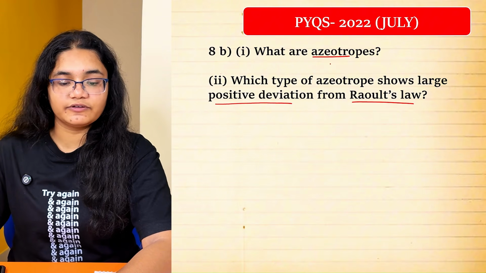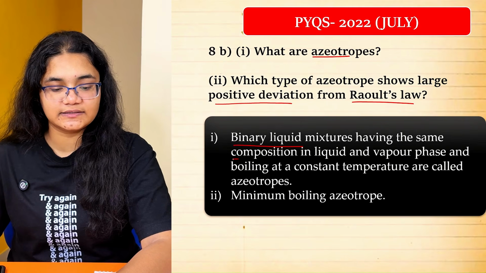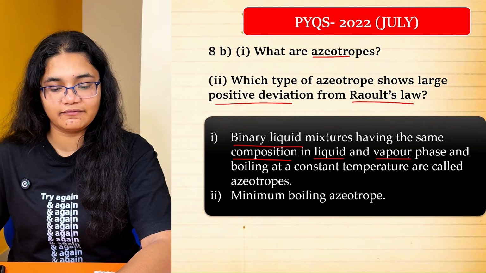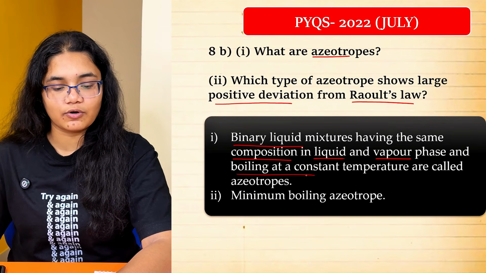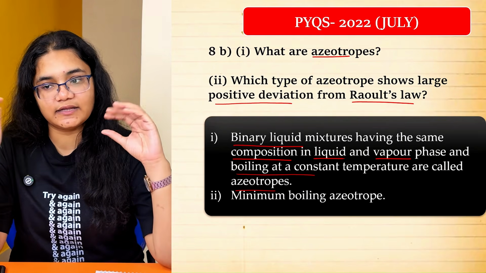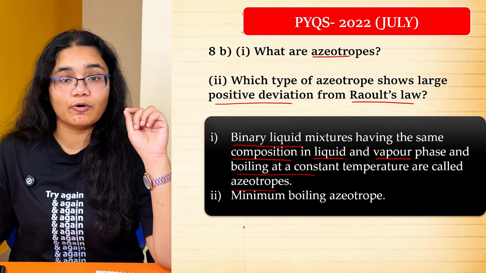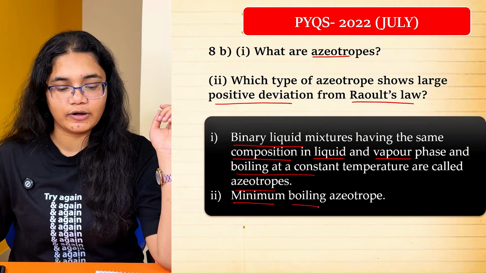Okay, so first of all, what are azeotropes? Azeotropes are binary liquid mixtures having the same composition in the liquid and vapor phase, and they boil at a constant temperature, right? They have the same composition in the liquid as well as in the vapor phase, and they have the same boiling point. Now for positive deviation, we have minimum boiling azeotrope.